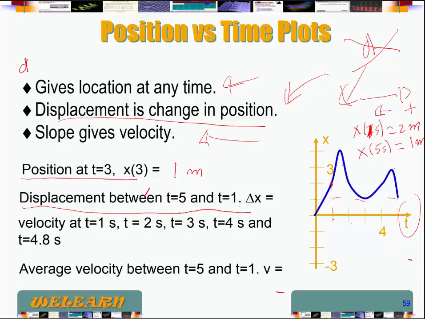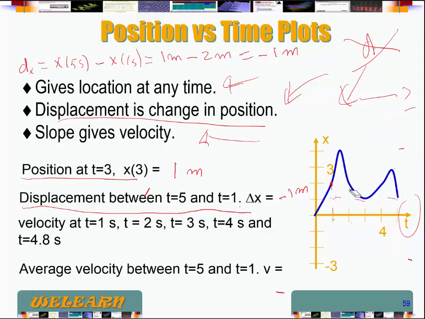So my displacement between both positions is x5 minus x1. So that's going to be 1 meter minus 2 meters. So that's going to be minus 1 meter. So I have a negative displacement, minus 1 meter, telling me between these 2 seconds the overall displacement is in the negative direction and with a magnitude of 1 meter. Then the next question is asking about the velocities at these various times. Okay, let's go back and try to focus on them.